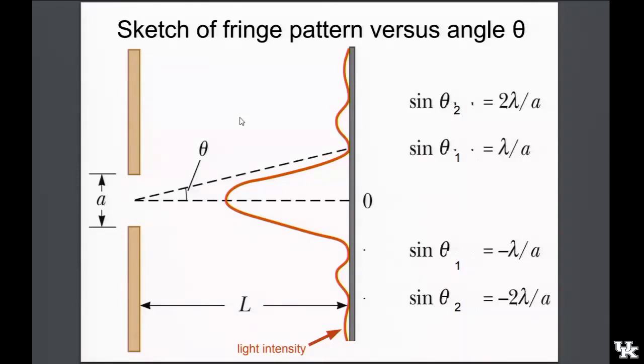This dark fringe here is when sine theta equals lambda over A. That's where m equals 1. Or where sine theta equals minus lambda over A, where m equals minus 1. Further upstairs and downstairs, that's where m equals 2 or minus 2. So this is sine theta equals 2 lambda over A, and this is sine theta equals minus 2 lambda over A.